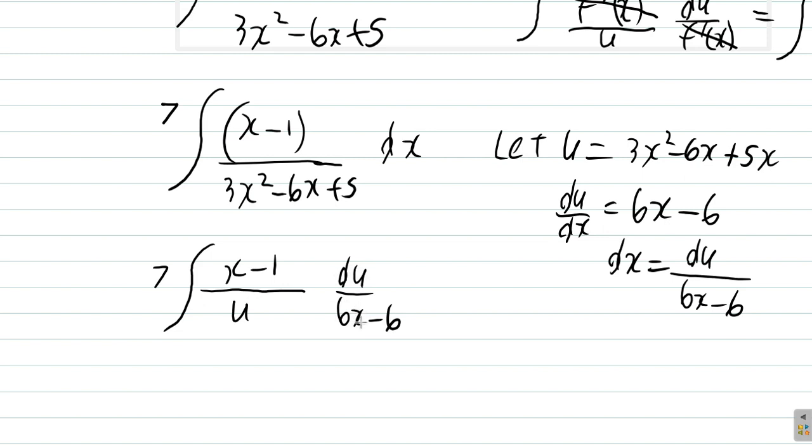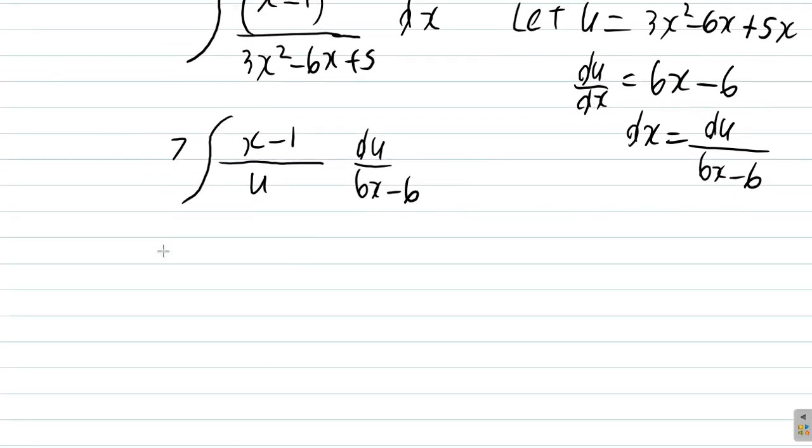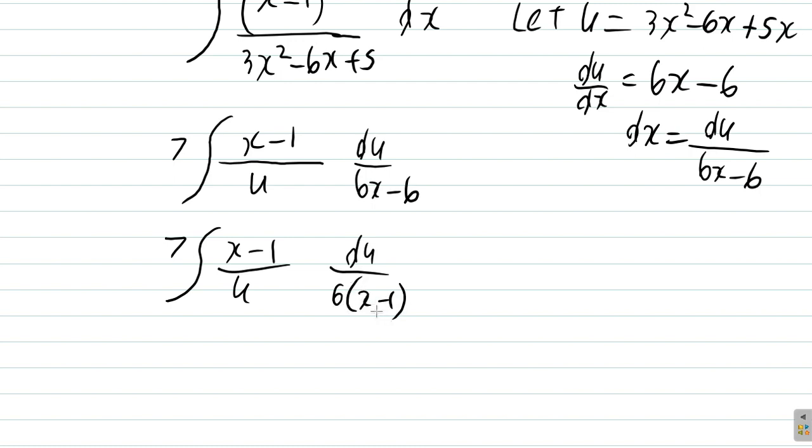Alright. How do we deal with this thing? Oh, we can factor out this 6x minus 6. So this is 7 integral of (x minus 1) over u times du over 6(x minus 1). See that? So this will give you 7 integral of (x minus 1) over u times what? Guess what? You see what happened? x minus 1 will cancel x minus 1.